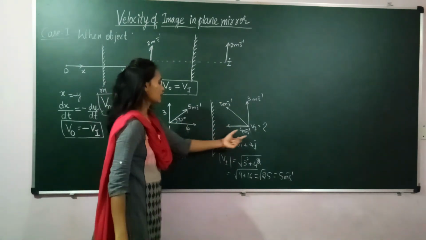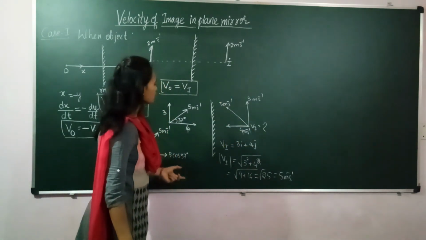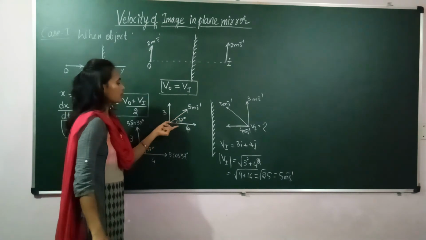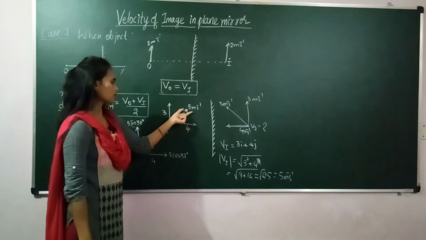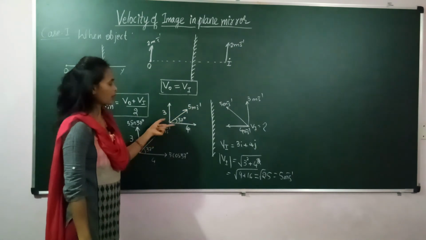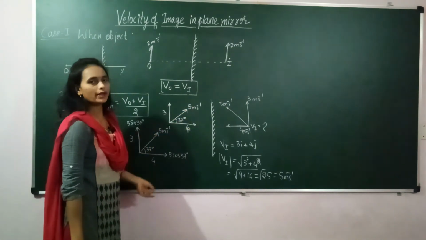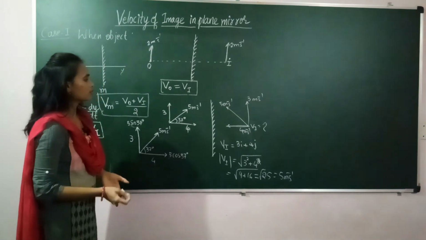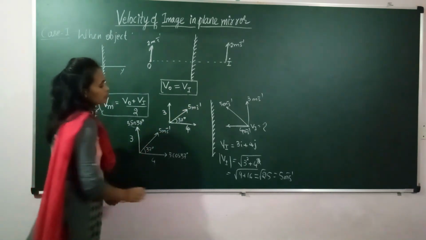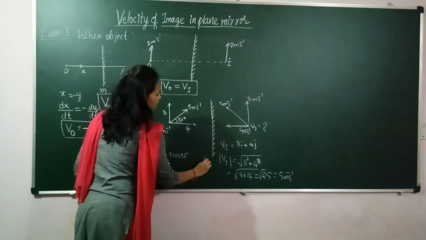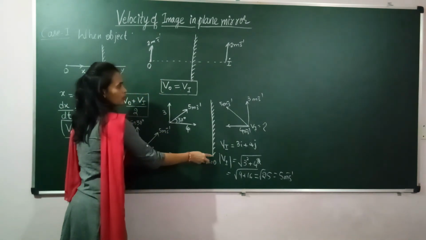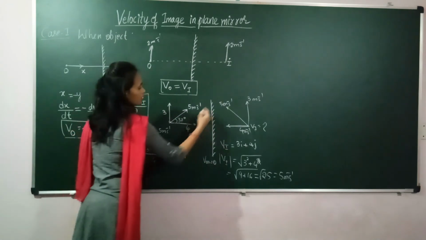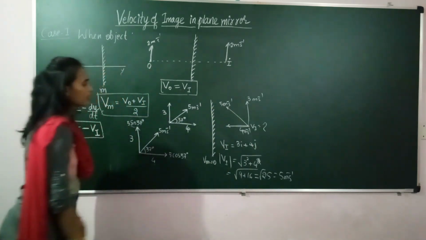So in this way we will calculate the velocity of the image if the object is not moving neither perpendicular nor parallel. In this case we will split this vector into two components, perpendicular component and the parallel component, and we will find out the velocity of the image. So now in this case this velocity of mirror is taken as 0, means this mirror is not moving, mirror is at the rest. So we can use this formula and we can find.